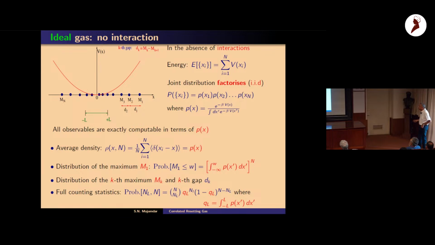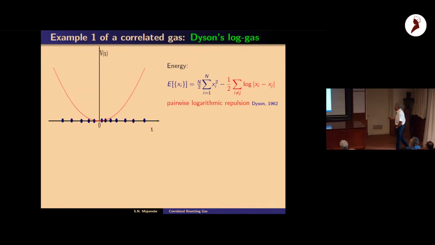But of course, the moment you have interactions between them, it becomes a very hard problem. So I'll now first talk about example 1, which is the very famous example. It's called Dyson's log gas. So here, the energy function, again, you have a harmonic potential. So this is n by 2, and I rescale the xi by square root of n such that both the first and second terms are of the same order.